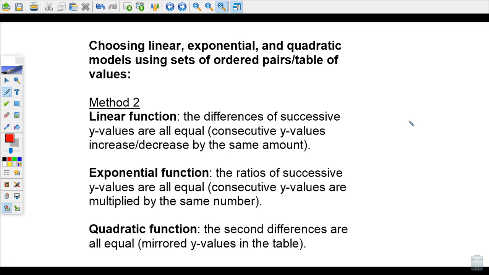So you would subtract the consecutive y values, and then you would take those differences and subtract them again, and that would give you the second differences. All of those are going to be equal. A more obvious way of identifying a quadratic function is that you're going to see a mirrored pattern in the table with the y values because it's a parabola. So the y values may decrease and then go back up like a parabola does. So you may see repeats or a mirrored pattern with y values.